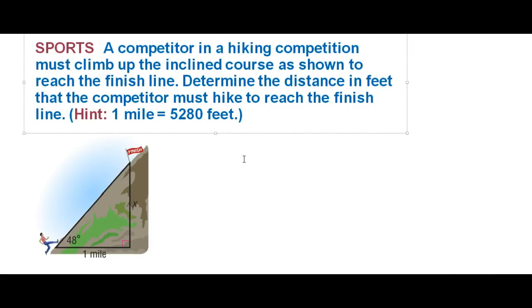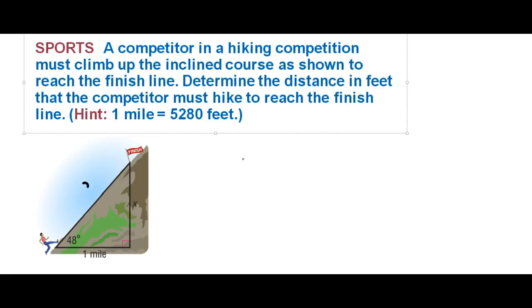For this fourth example, we're going to be applying some of the things we've learned to a real life scenario. Here we have a right triangle, where 1 mile represents the distance horizontally that the hiker is going to be traveling, and this x represents the vertical height that the hiker will travel. Notice our theta down here is 48 degrees. So the question asks, determine the distance in feet that the hiker must hike to reach the finish line.